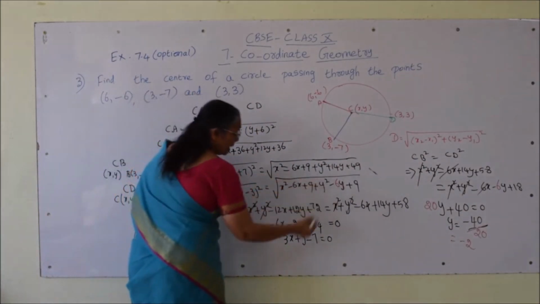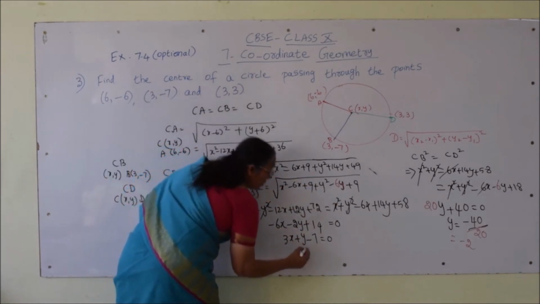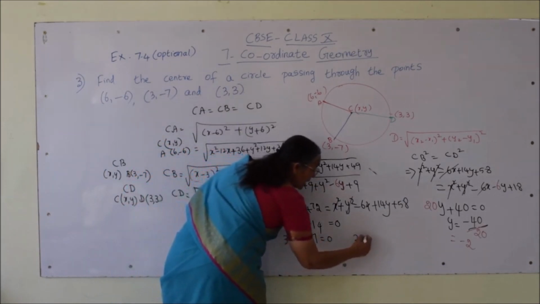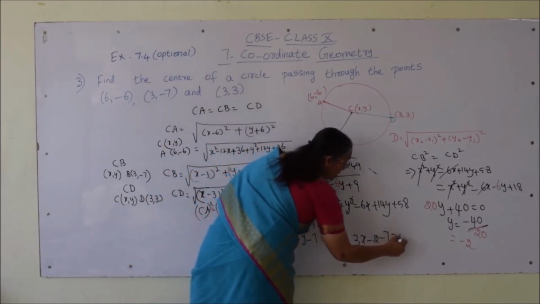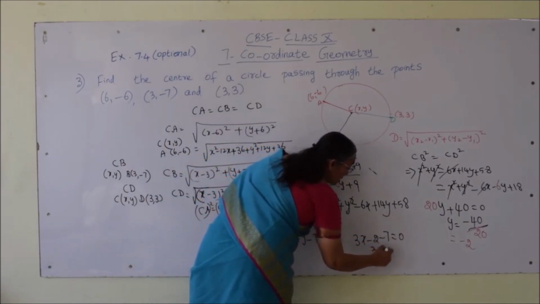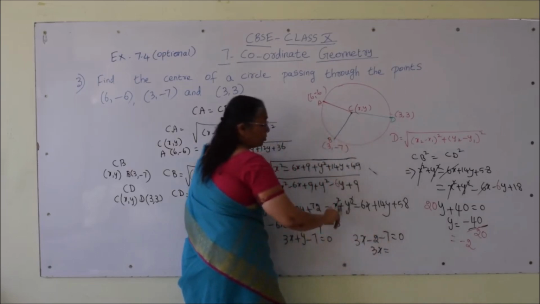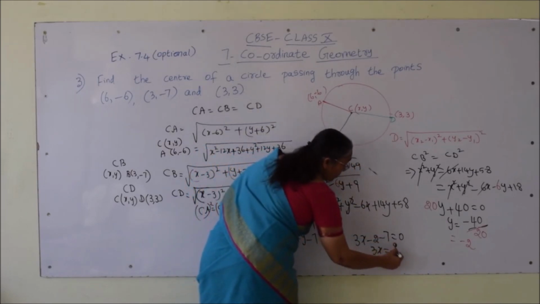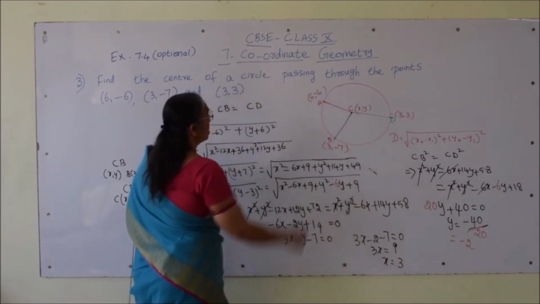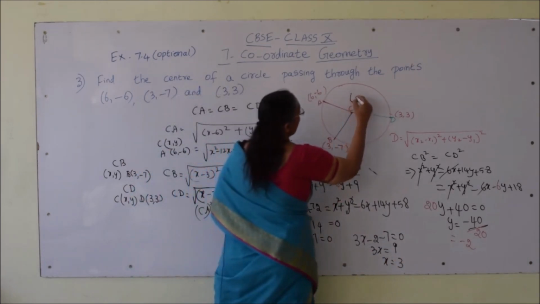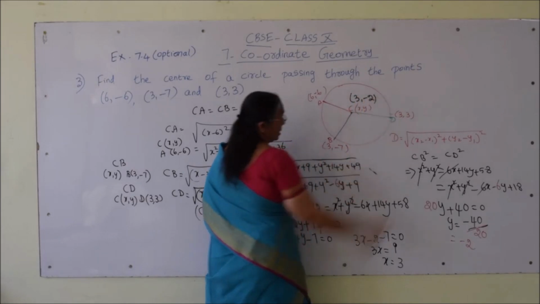Substituting that y value in this equation, we get 3x, y is minus 2, minus 2 minus 7 is equal to 0. 3x is equal to minus 7 minus 2, which is minus 9. Taking that side, plus 9, x is equal to 9 by 3, which is 3. Therefore, the center is 3 comma minus 2.